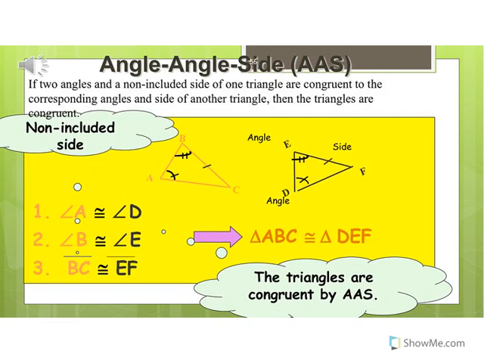Theorem number 4, angle, angle, side. If two angles and a non-included side of one triangle are congruent to the corresponding angles and sides of another triangle, then the two triangles are congruent. So here we're saying that angle A is congruent to angle D, and angle B is congruent to angle E, and segment BC is congruent to segment EF. So here we have angle, angle, side. So then the two triangles are congruent.